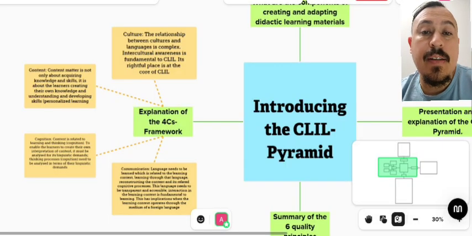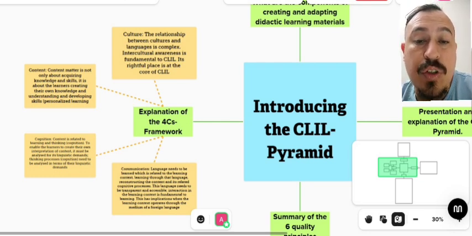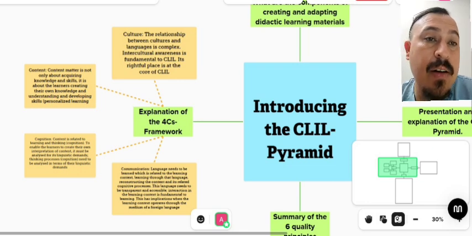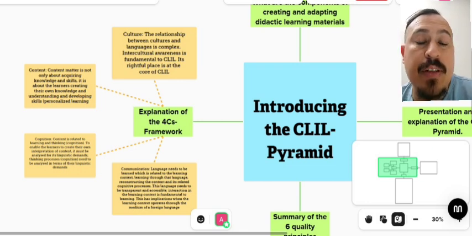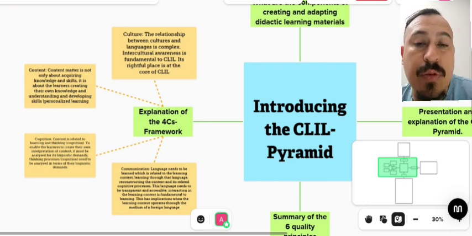Okay, Jessica, that was a good explanation, and this is going to be useful for new teachers to know this information and to implement in the classroom. And now, our classmate Marisol Celis is going to give us a summary of the 6 quality principles.